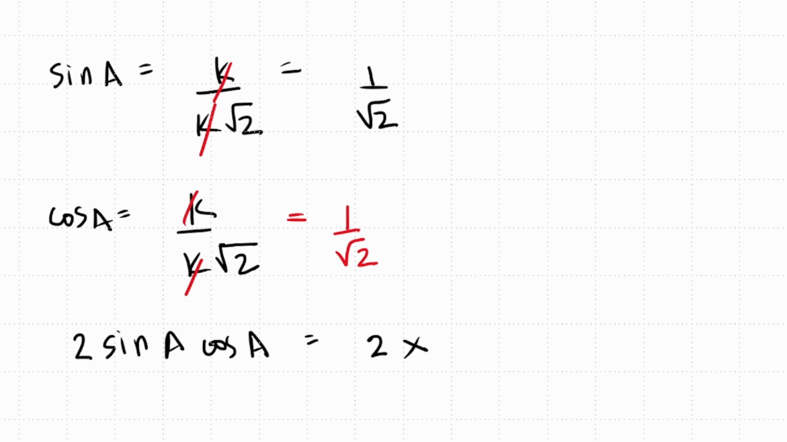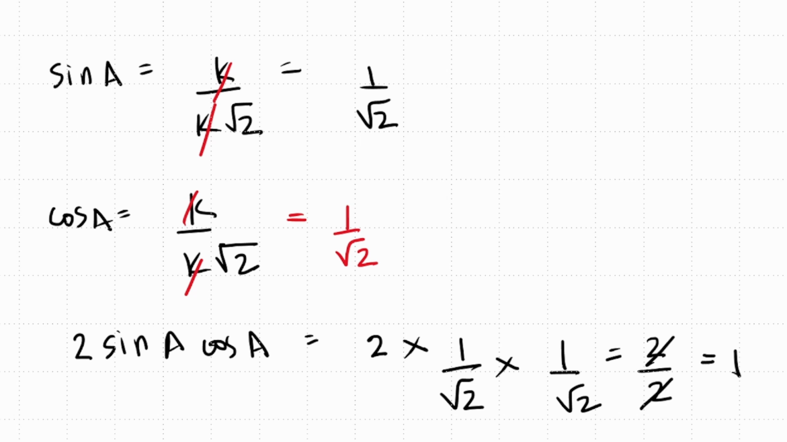2 into, you have sin A as 1 by root 2, right? So we'll write 1 by root 2. Then cos A also 1 by root 2, again we'll write 1 by root 2. You know root 2 into root 2 is 2, right? So it's 2 divided by 2. When you cancel, we'll get 1.